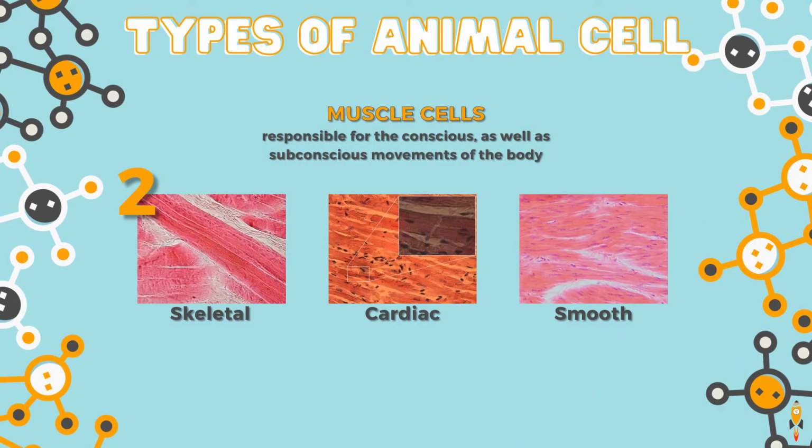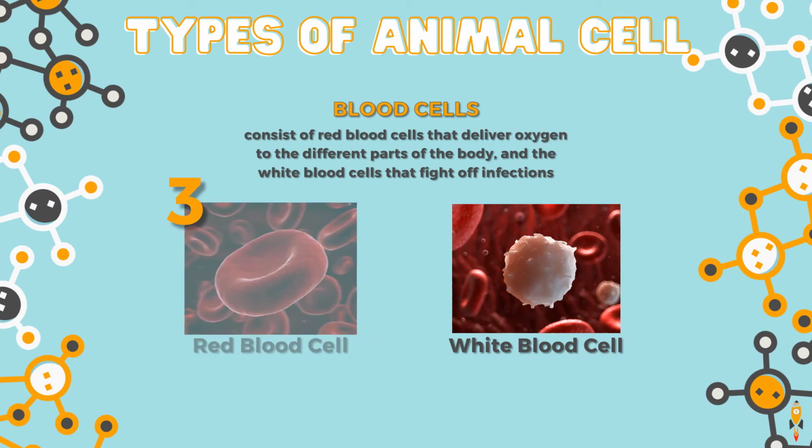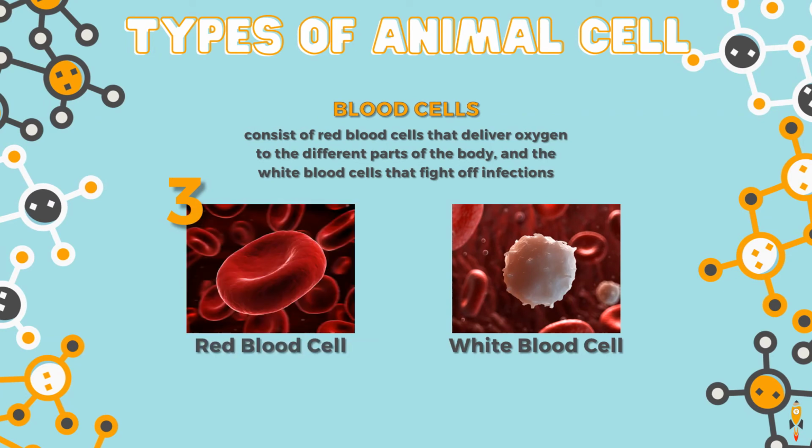Muscle cells are responsible for the conscious as well as subconscious movements of the body, including the general movements like walking or even the beating of the heart. Blood cells consist of red blood cells that deliver oxygen to the different parts of the body and the white blood cells that fight off infections.